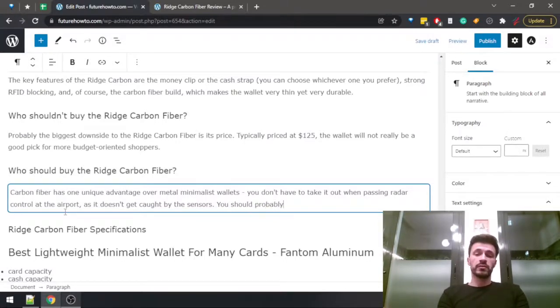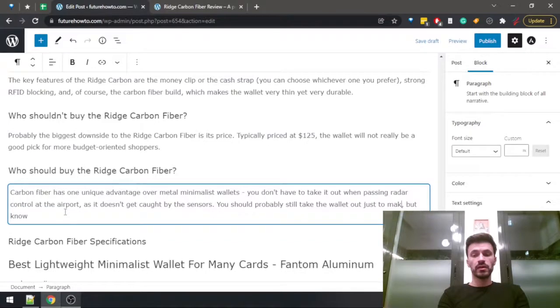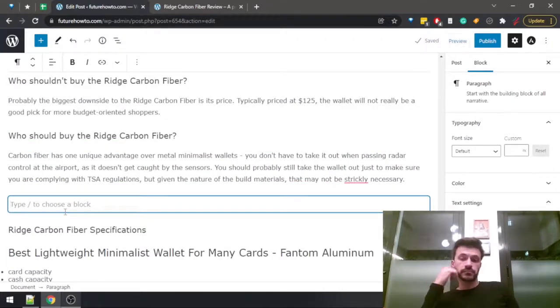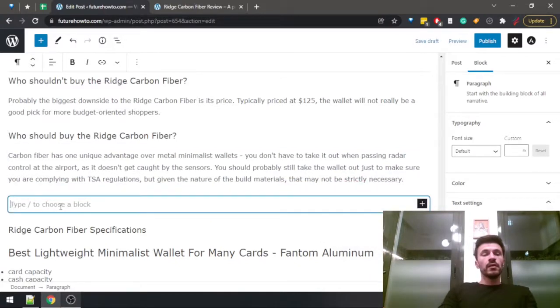You should probably still take the wallet out, just to make sure you are complying with TSA regulations, but know that given the nature of the build materials, that may not be strictly necessary. Okay. What else can we say?